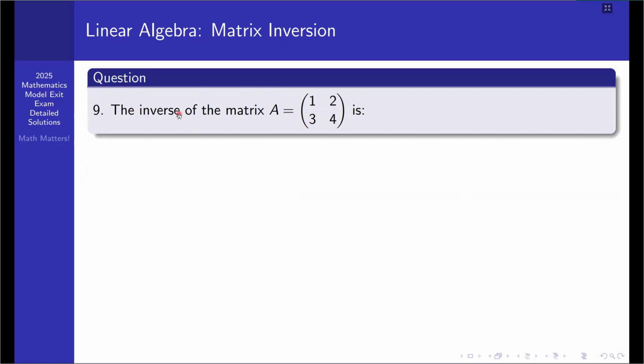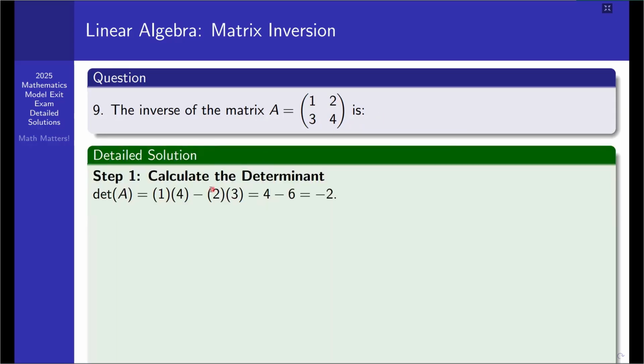Next question: the inverse of the matrix A, which is this 2 by 2 matrix. The first row contains 1 and 2, and the second row is 3, 4. We were asked to calculate the inverse of this matrix, so in order to do that, we need to find its determinant. First, the determinant must be non-zero. That is, the matrix itself must be invertible.